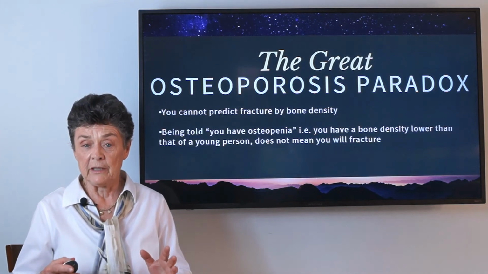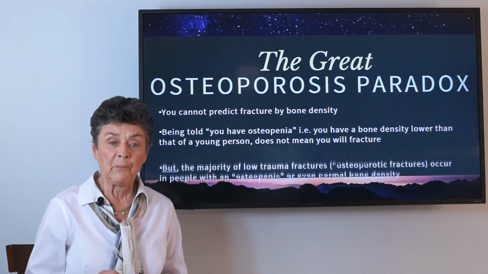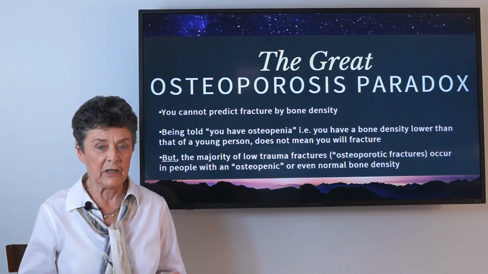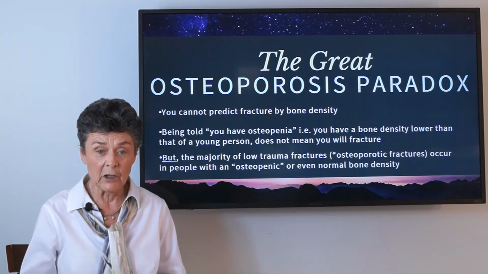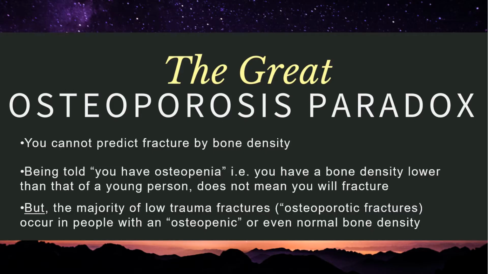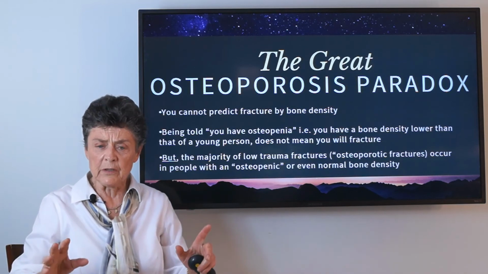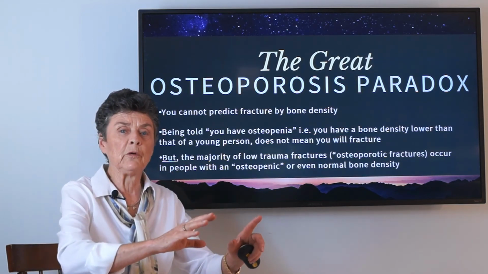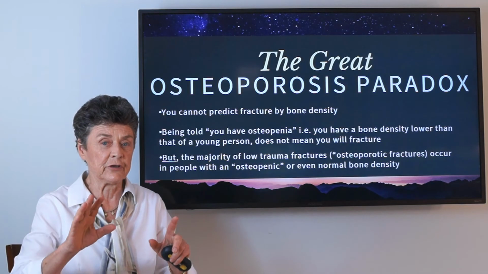Being told you have osteopenia, that is, you have a bone density that's lower than a young person, does not mean you will fracture. But the majority of low trauma fractures, what we would call osteoporotic fractures, occur in people with osteopenia or even with normal bone density. There are so many people with osteopenia, 44 million, and so many people with normal bone density that fracture, that they add up to more fractures in those groups than in the osteoporosis group. So you can see that people with even a normal or osteopenic bone density really can fracture, and the majority of fractures occur within there.